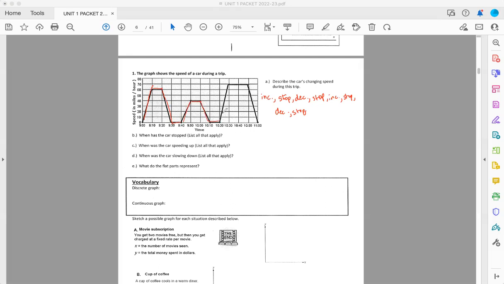We're here now. We have increase, stop, decrease. So we have three more steps: increase, stop, and decrease. This is the motion. This is the description of the motion.